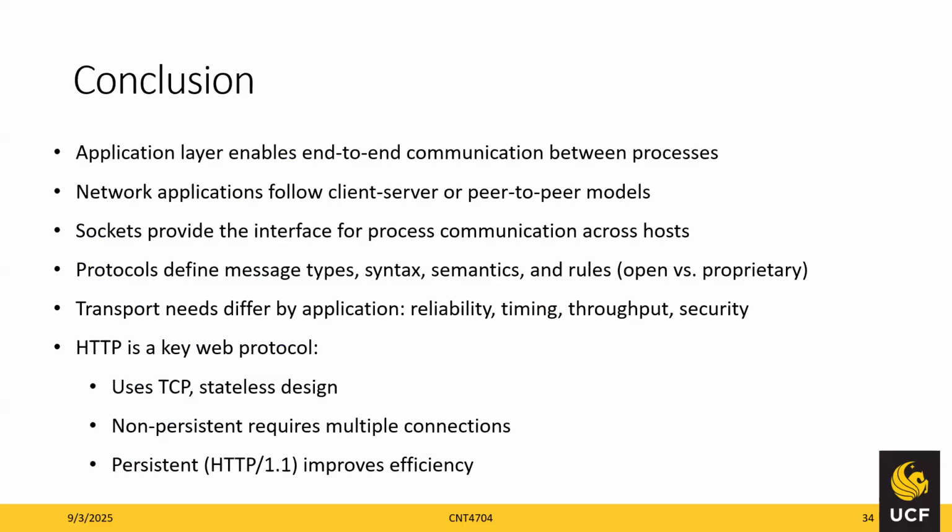So this is it. The conclusion is that the application layer enables end-to-end communication between processes. We said that we have applications. They go to processes. Processes get interfaced by using sockets. Network applications follow client-server or peer-to-peer models, and we spoke about the different uses of them. Sockets provide the interface to communicate across the host.